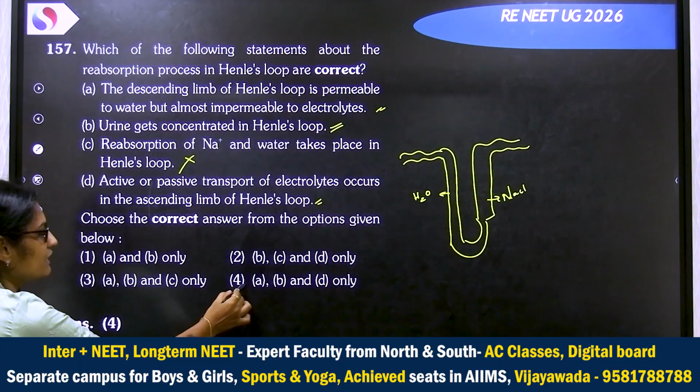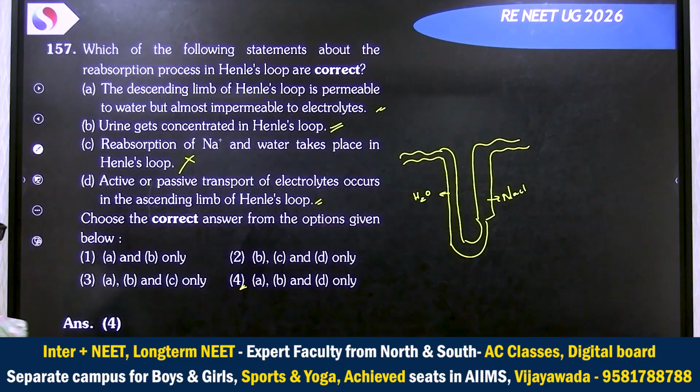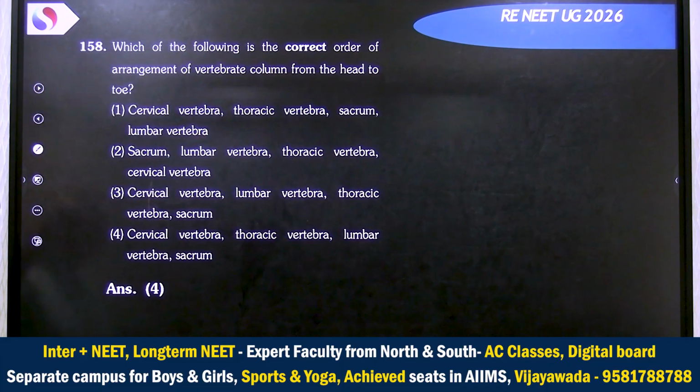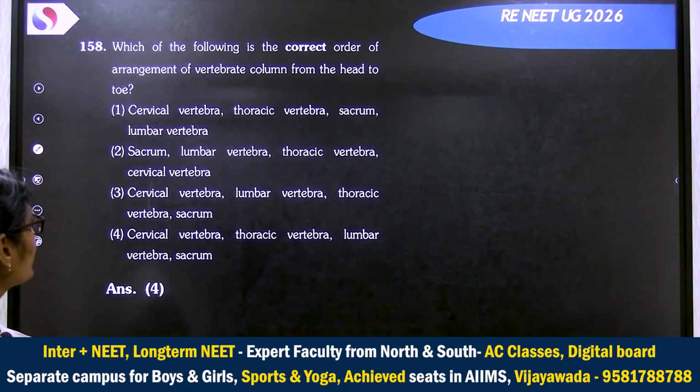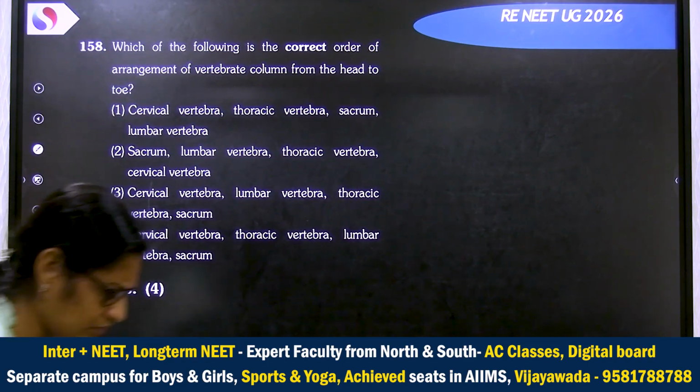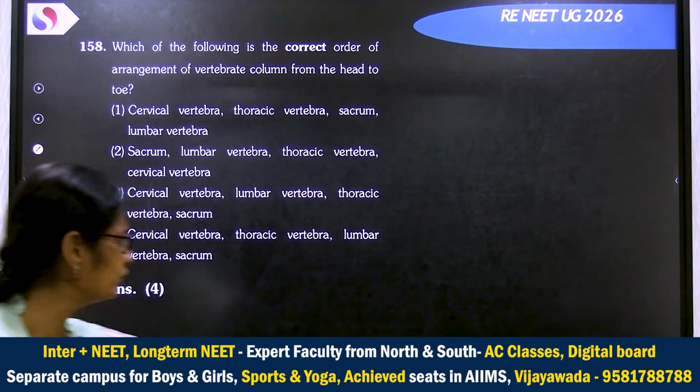The fourth option will be the correct answer. Isn't it, my dears? So we will go into the next question now. Which of the following is the correct order of arrangement of the vertebral column from the head to toe? They gave locomotion and movement. All questions are from NCERT. Not even a single question moved out of NCERT.